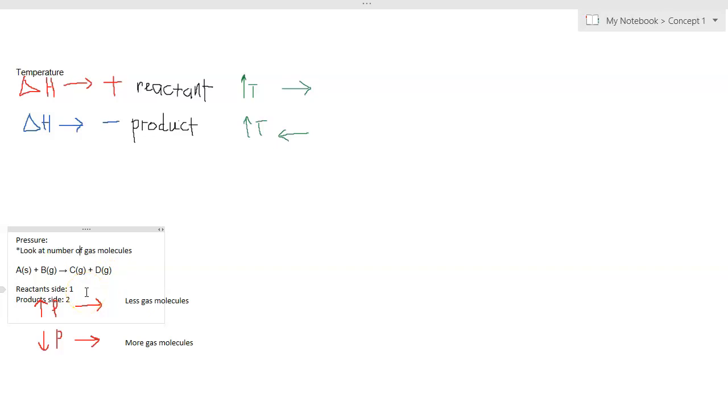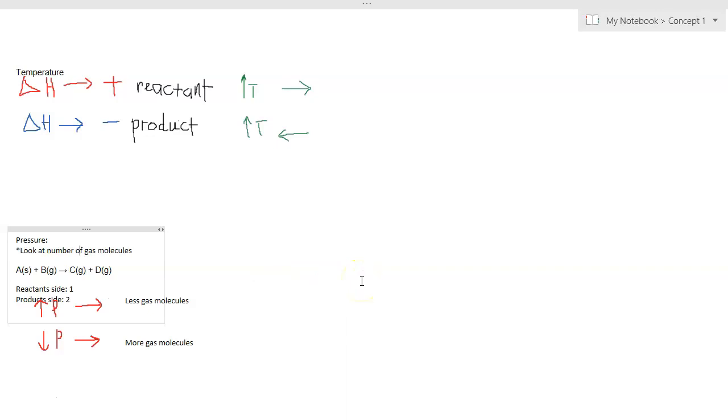Now the number of moles is proportional to the pressure. So if we increase pressure, the system will move to the side with fewer gas molecules. So in this case, it will shift to the left. What if we increase volume? Then the pressure will decrease, right? So the system will move to the side which has more gas molecules.